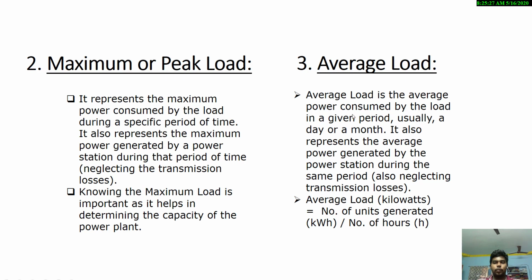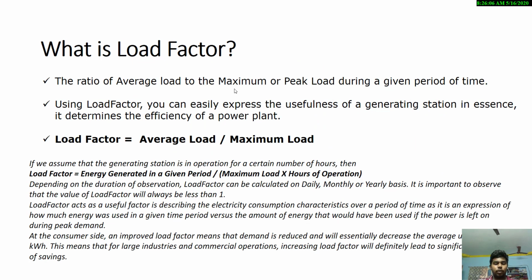The third one is average load. Average load is the average power consumed by the load in a given period, usually the day or month. In a rare case it is a year. It also represents the average power generated by the power station during the same period, and it can be represented as average load in kilowatt equal to number of units generated in kilowatt hour divided by number of hours. These are the three commonly used terms before load factor. Then let us come into the topic, load factor.